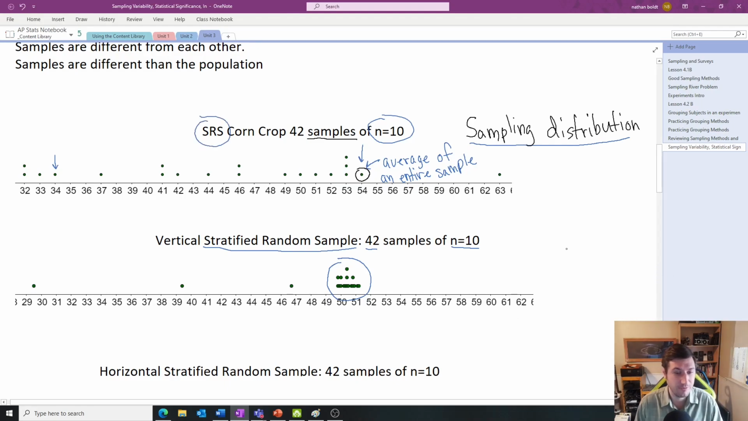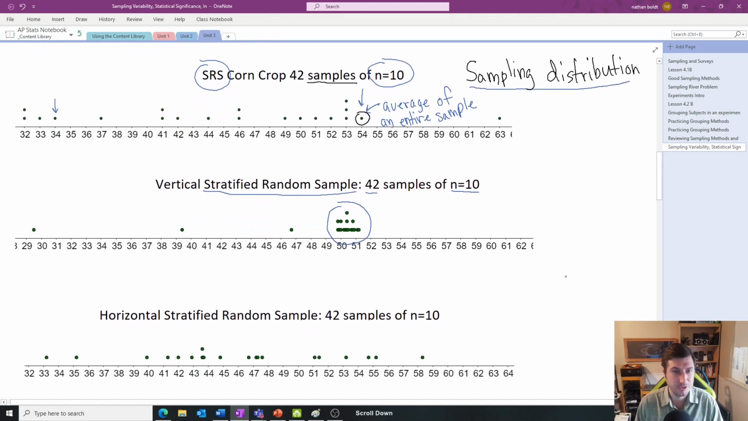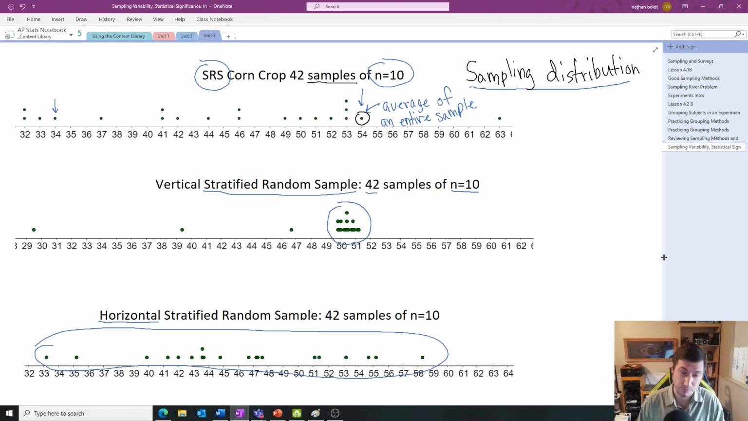Now, a stratified random sample won't do anything for you if you don't pick your strata correctly. So here is the horizontal strata for that crop problem. As you can see, it is still very, very spread out. So if you don't pick your strata correctly, it won't do anything for you. Okay? You have to pick them correctly. You have to have some sort of commonality that affects what you're looking at for a stratified random sample to do something. But it's a great illustration for how stratifying can really give you better results.